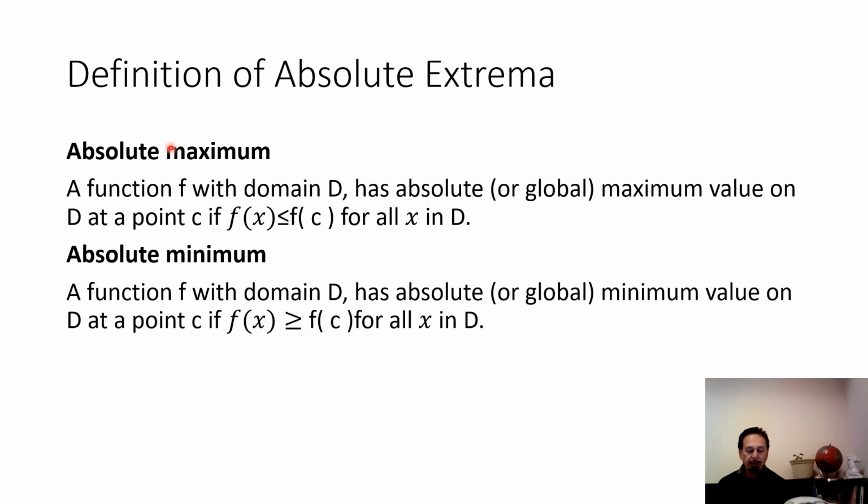So absolute maximum. A function f with domain D has an absolute or global maximum value on D at point c if f of x is less than or equal to f of c for all x values in the domain D. Absolute minimum. A function f with domain D has an absolute or global minimum value on D at the point c if f of x is bigger than or equal to f of c for all x's in D.